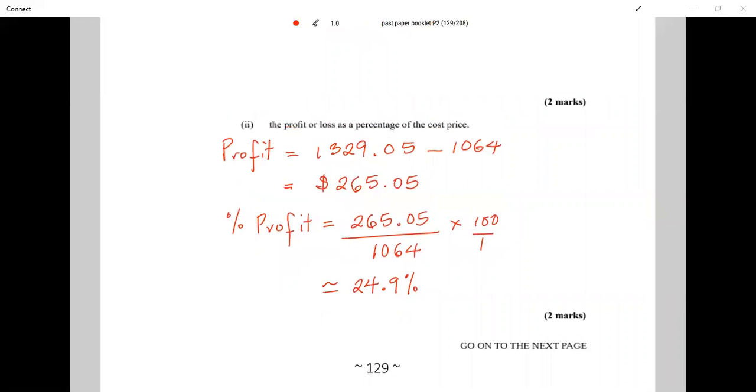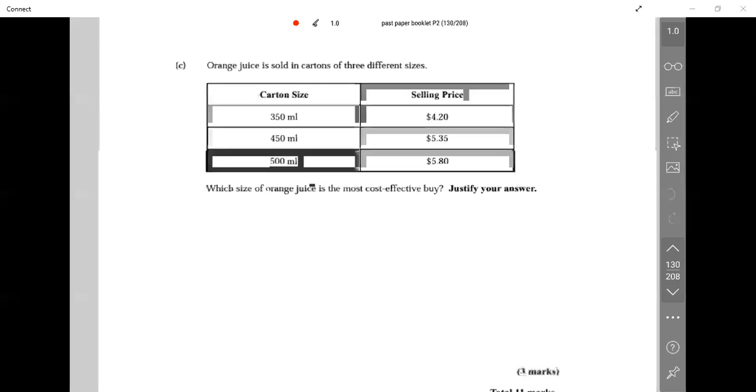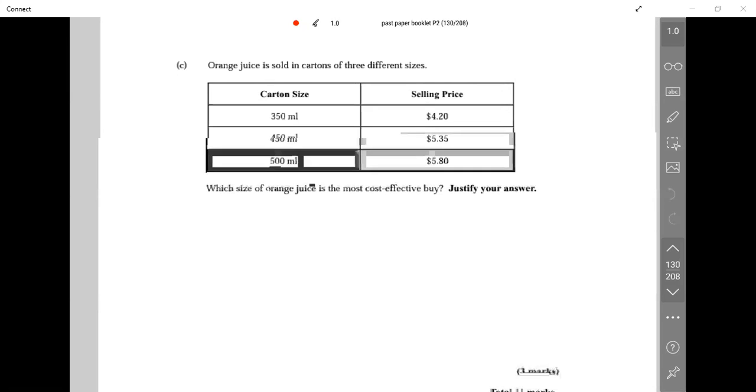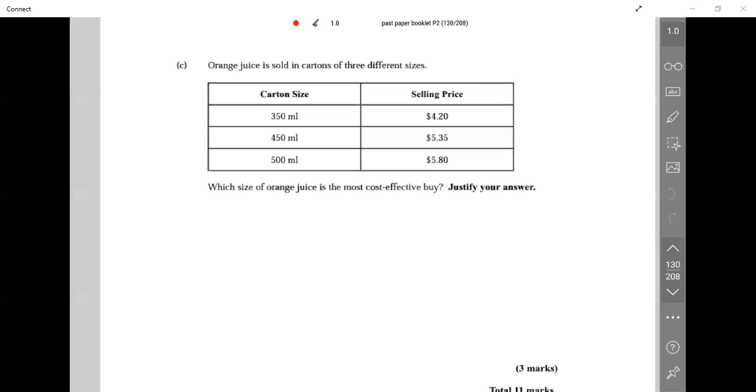All right, let's turn the page. It says orange juice is sold in cartons of 3 different sizes. Which size of orange juice is the most cost effective buy? Justify your answer. So in other words, we're going to do a better buy analysis. Now, to do a better buy analysis, you need to compare the cost of the same quantity. You need to compare the price of the same quantity.